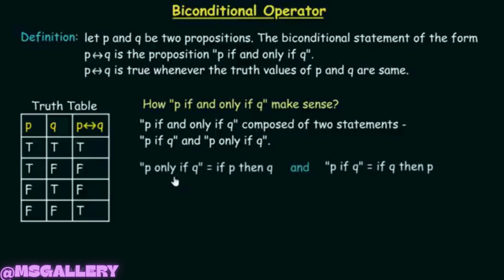P only if Q simply means if P then Q, and P if Q is equivalent to if Q then P. Isn't that so? Now, because a biconditional statement is the combination of if P then Q and if Q then P, it looks like P implies Q and Q implies P. We can combine them together to represent this particular compound proposition, that is P biconditional operator Q. This biconditional operator comes from these two implication operators, that is forward arrow from P to Q and backward arrow from Q to P.